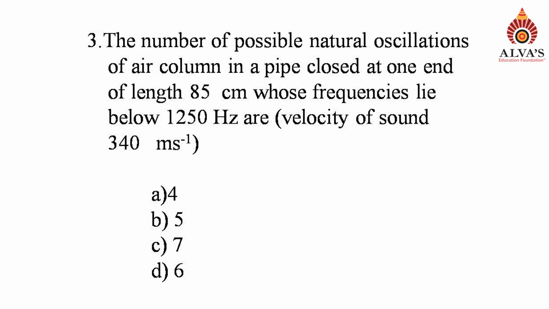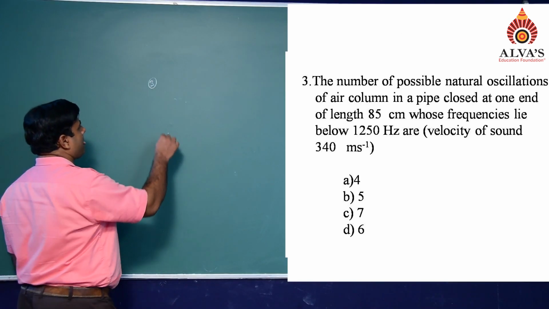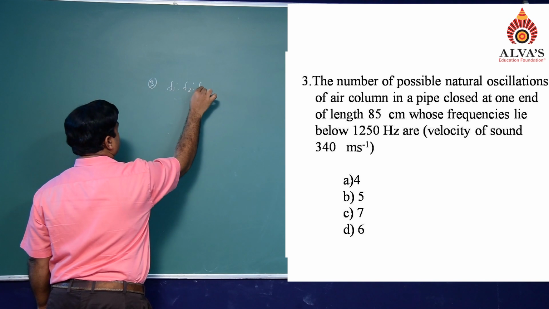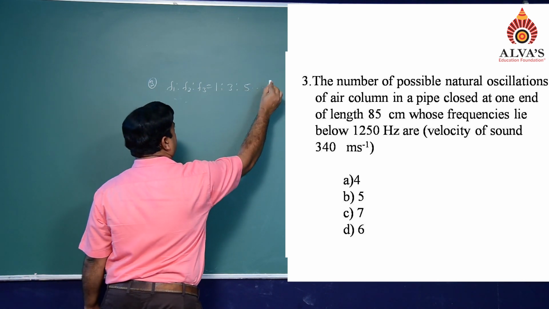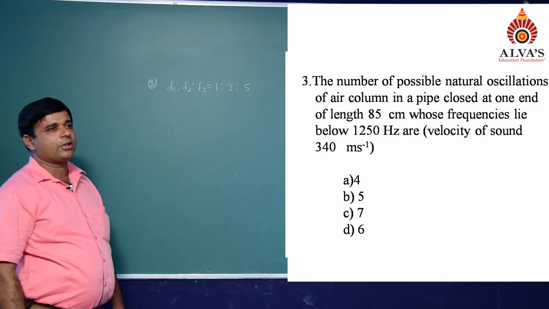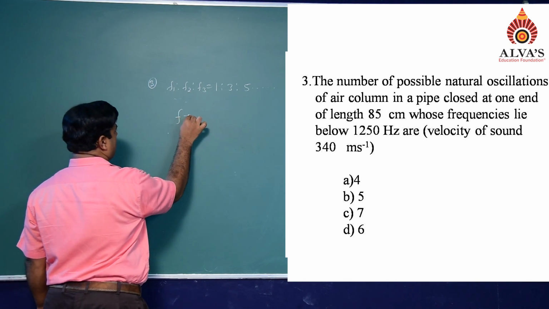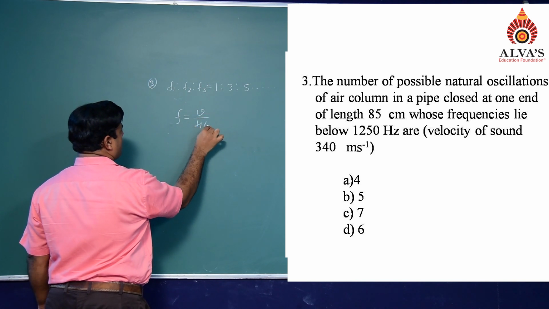Third question: the number of possible natural oscillations of air column in a pipe closed at one end of length 85 centimeter whose frequencies lie below 1250 Hz are. Velocity of sound is given as 340 meter per second. So, you have to calculate how many frequencies are possible. It is a closed pipe. In a closed pipe, the frequency ratio is nothing but 1:3:5, and so on. So, to find out the number of frequencies, you have to calculate the fundamental frequency, which is equal to V divided by 4L.